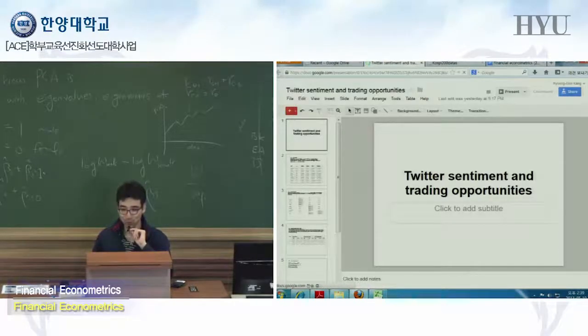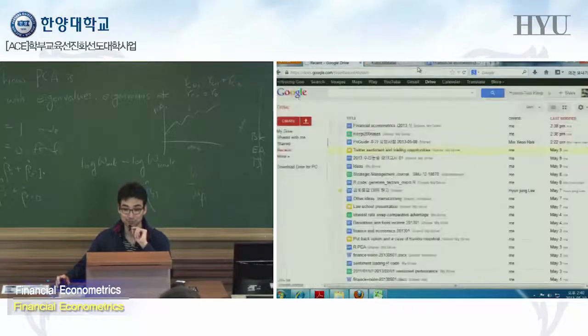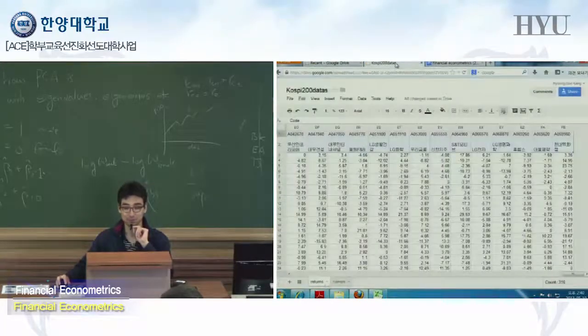In order to interpret PCA, as I did, just go to factor loadings and then check those factor loadings, or elements of the eigenvector, that have a large absolute value. Okay, done.